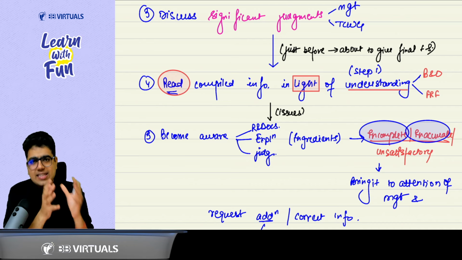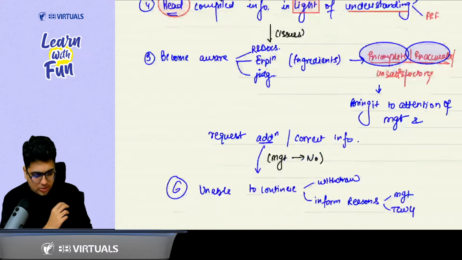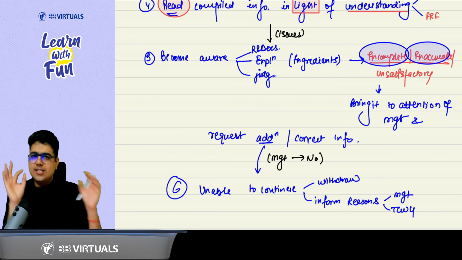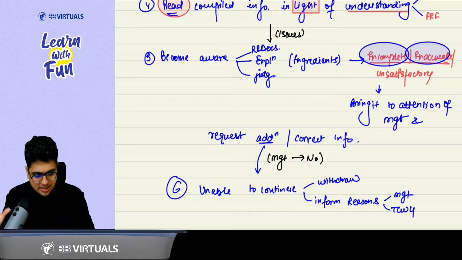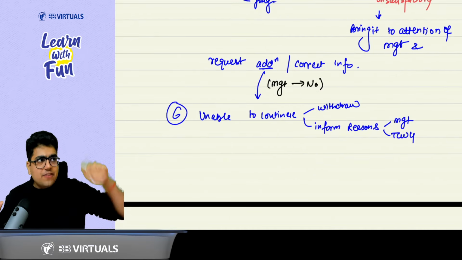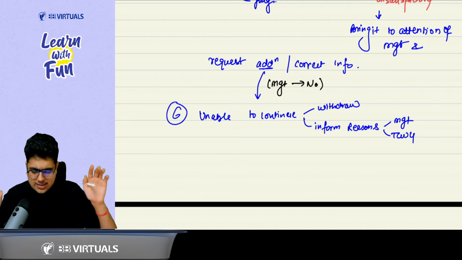You may feel that these are incomplete or these are inaccurate. If these are incomplete, you request the management for additional information. If these are inaccurate, request the management to correct the information. Logical, very logical. If the management says no and you are unable to continue the engagement, then withdraw and inform about the reasons of withdrawal to the management and TCWG.